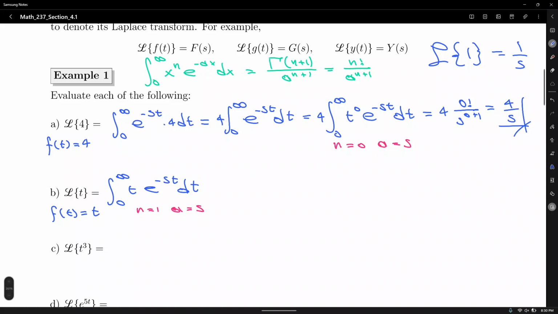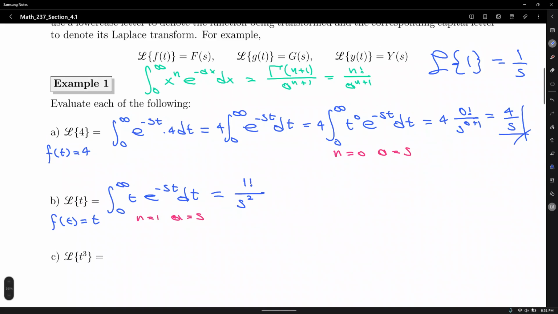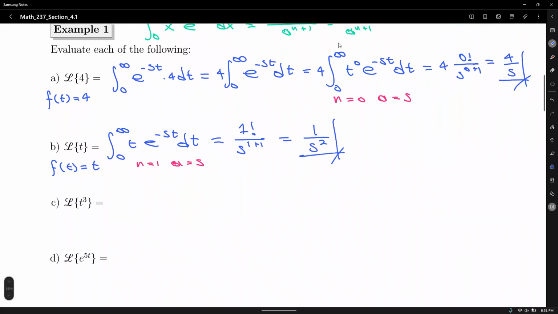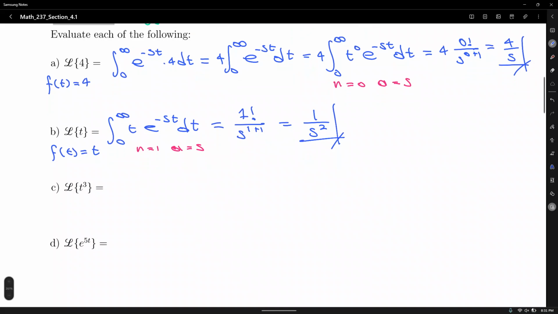So this will be 1 factorial, not 3 factorial, I was looking at the other example, divided by a, which is s, to the 1 plus 1. And 1 factorial equals 1. That's 1 over s squared. Quicker than going through the process of integration by parts.